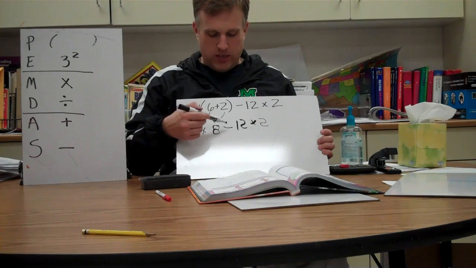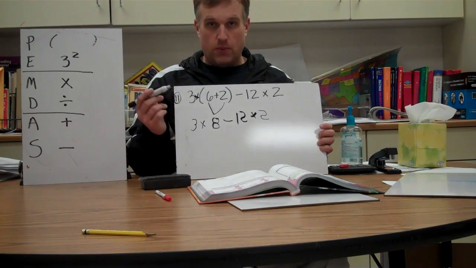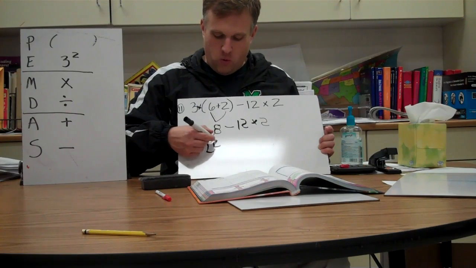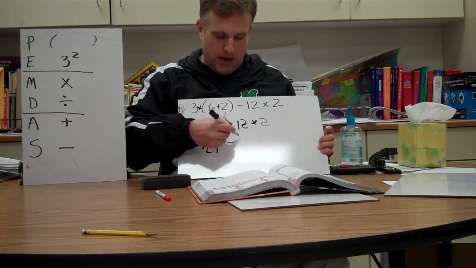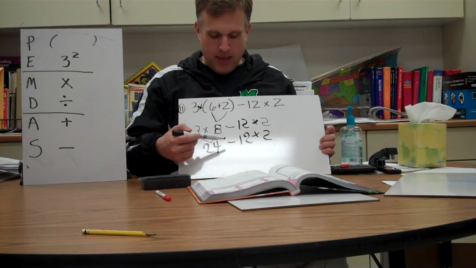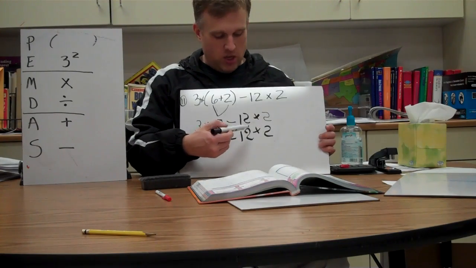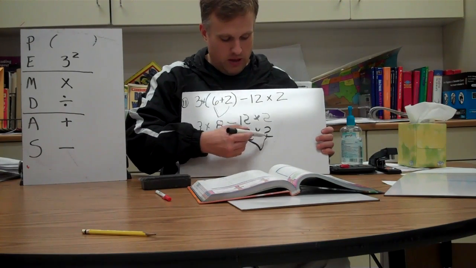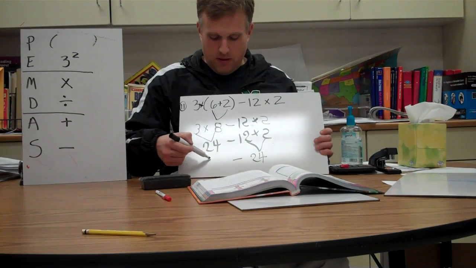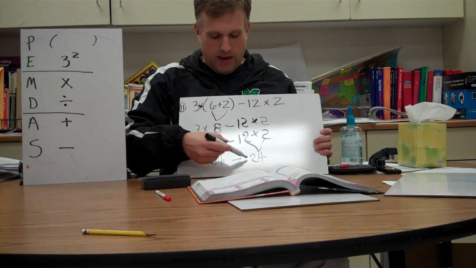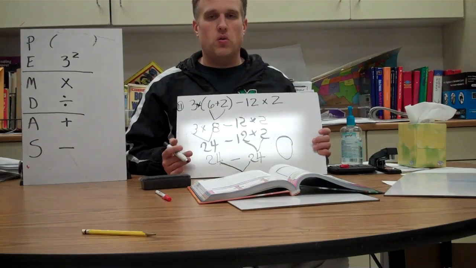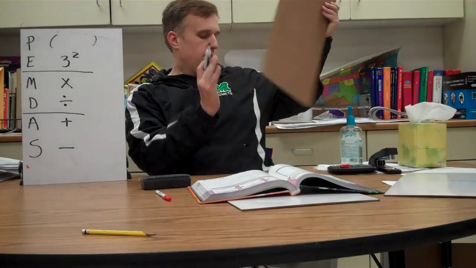So I have multiplication, subtraction, and multiplication. I do whichever comes first going left to right. So I do 3 times 8, which is 24. And then I rewrite my problem. Minus 12 times 2. Okay? Now I have subtraction and multiplication. So I will do the multiplication first. 12 times 2 is 24. And again, I rewrite the problem. And my last step, 24, take away 24 is 0. Alright, that is number 11.